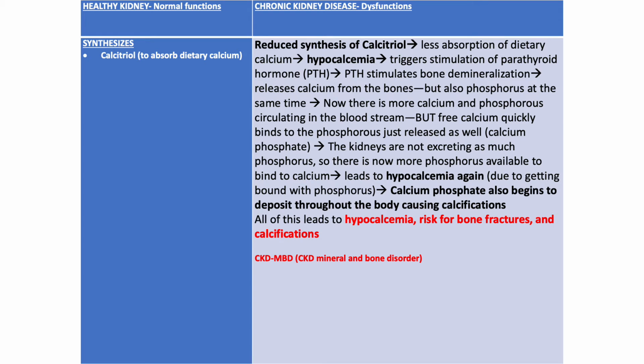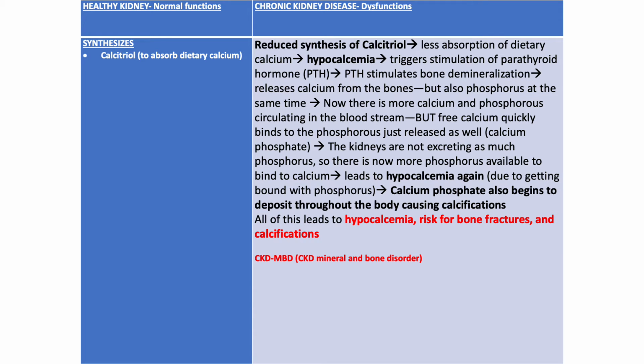Now, why? Well, parathyroid hormone actually stimulates bone demineralization. So essentially, parathyroid hormone says, I see you're low on calcium. I know where we have some extra calcium stored. It's in the bones. So parathyroid hormone triggers a release of calcium from the bones into the bloodstream in an effort to fix this hypocalcemia problem. Now, unfortunately, as you can imagine, this is not going to go without problems.